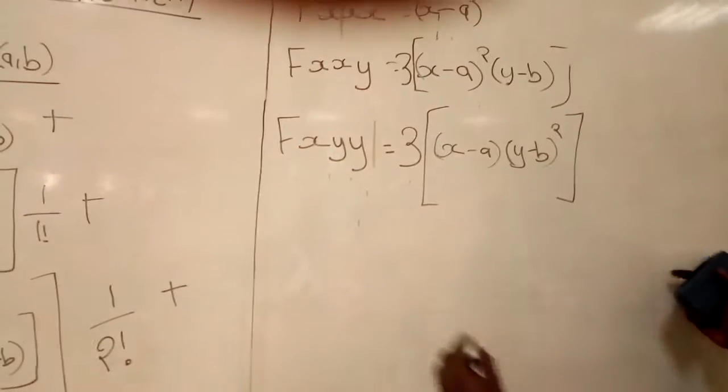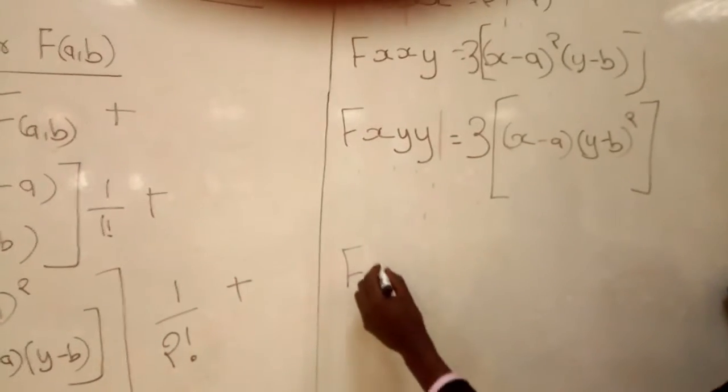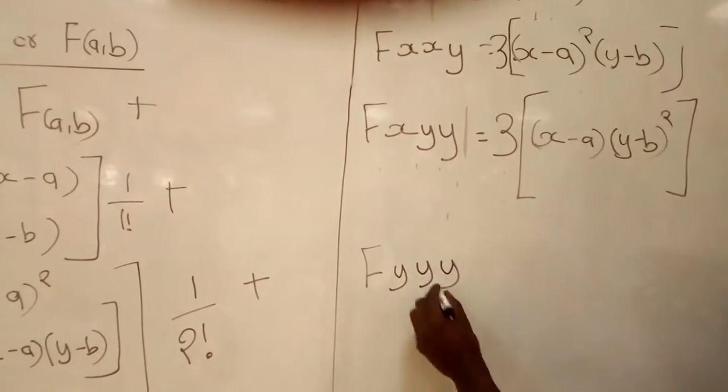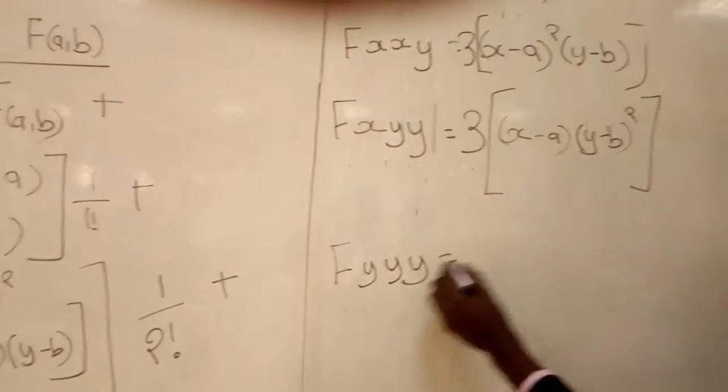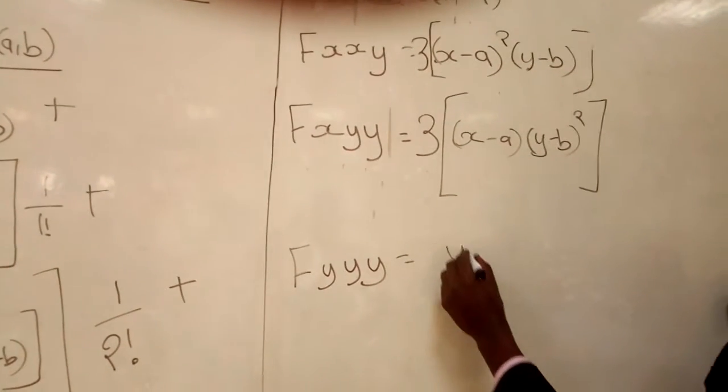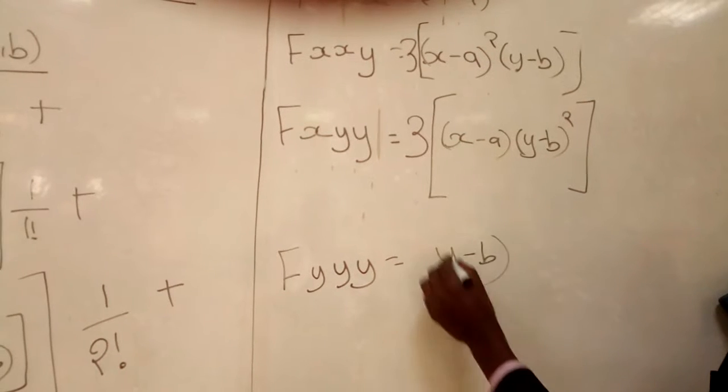Now the final one is the function of y, y, and y, which will refer to y minus b, and cubic of it.